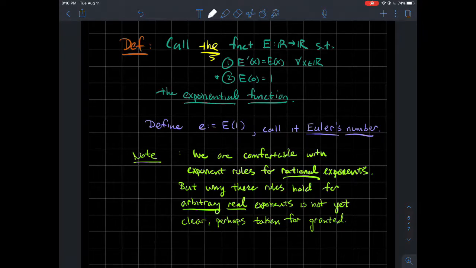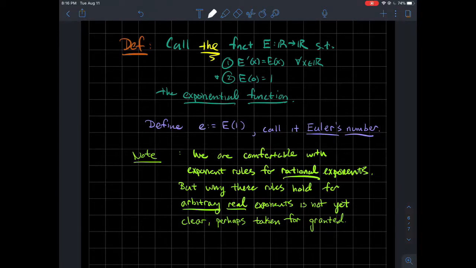We're probably comfortable with all the exponent rules that we get to use for rational exponents. Like, how do you square something? Well, I know that just means you multiply it by itself. I understand what those exponent rules mean, and I understand how to do x squared times x cubed. Oh, I just add those exponents. We take all those for granted.